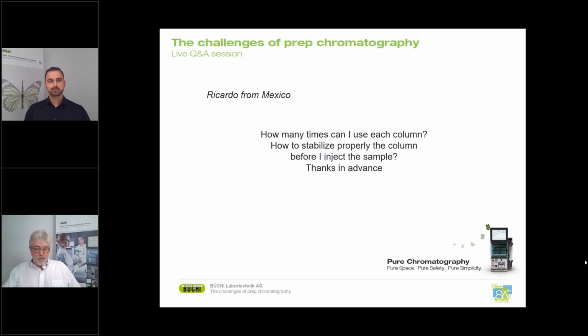I once had the case where it was really a very dirty extract. It was an extract from truck tires, was completely black. There was no way to reuse that cartridge afterwards. It was over and out, one shot over. So it really depends. A question which is very hard to answer.